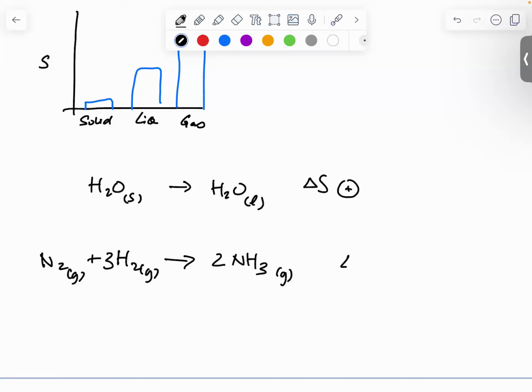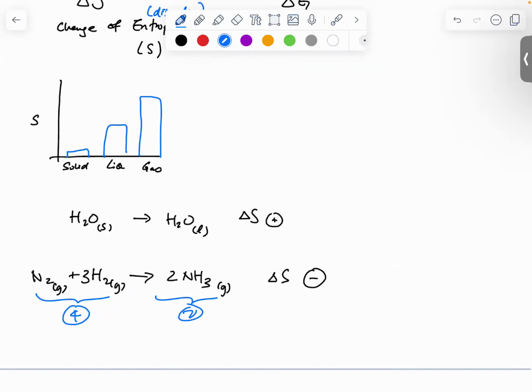It's negative because it's the opposite of dissociation. I would say just 4 moles of gas going down to 2 moles of gas. So it's like 4 people going down to 2 people in the room. It's less chaotic, less disorder. That is a good way to think about it. It's just about how messy the room is.